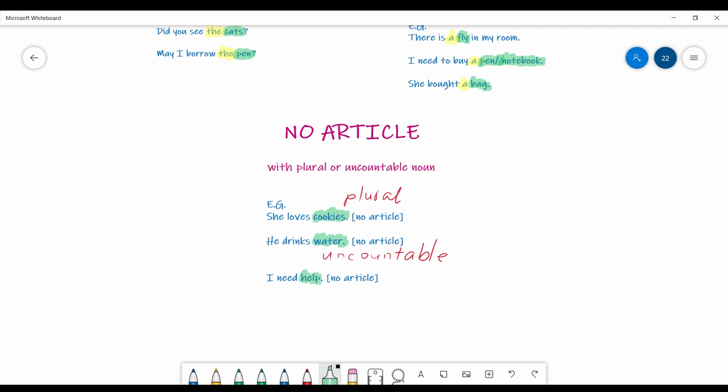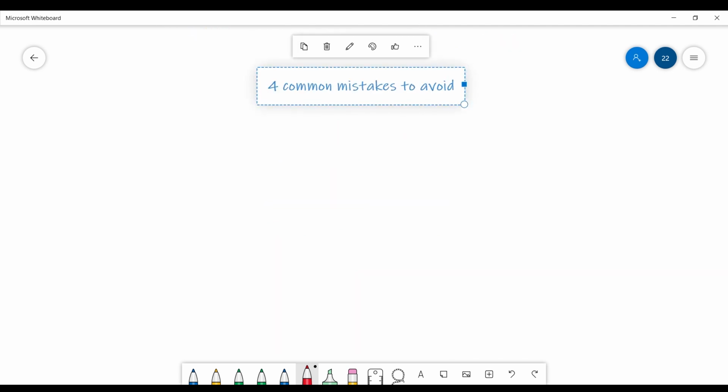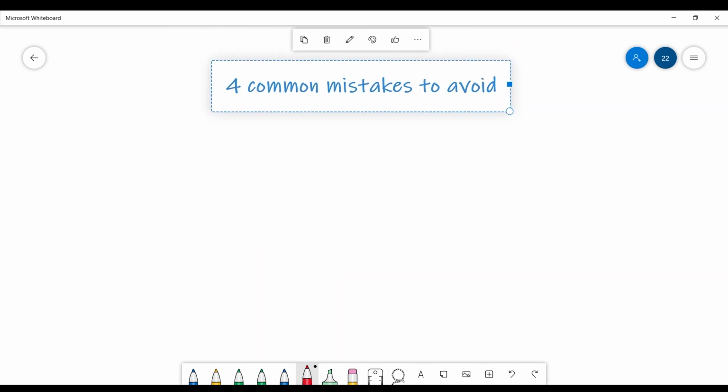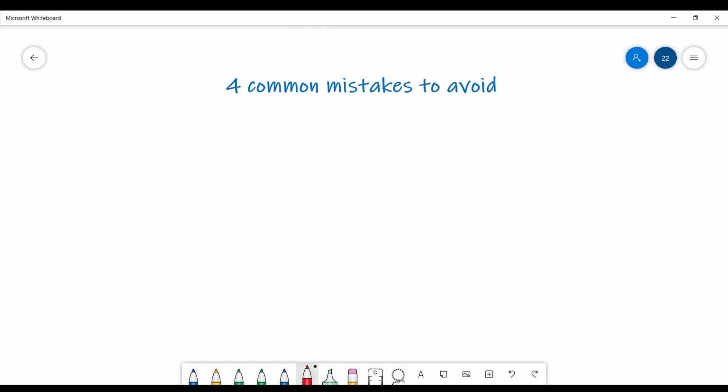The last one, I need help. What about this one? Help is the same as water. We are not counting it, so we are using no article. Now let's look at the 4 common mistakes to avoid. Memorize it and really avoid those mistakes.